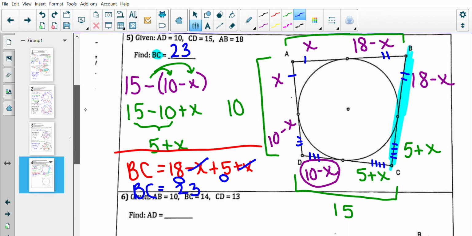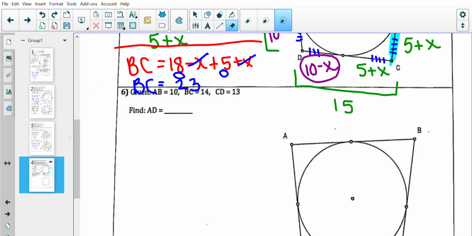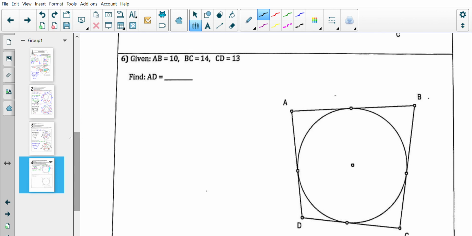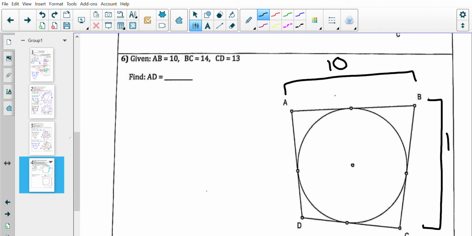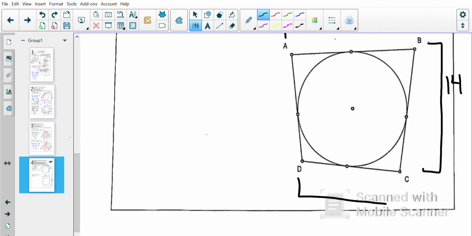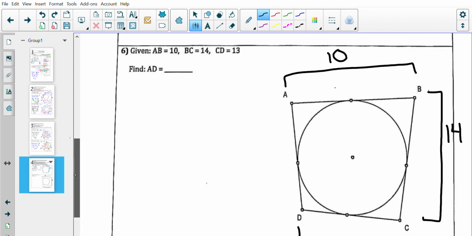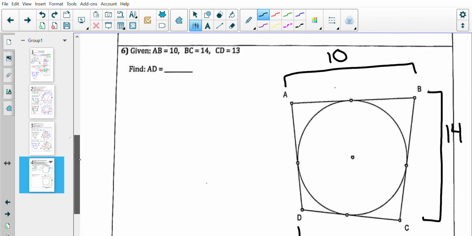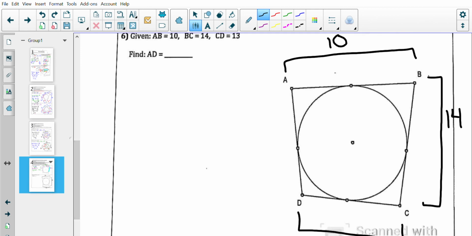Let's do one more problem. Then we can call it a day. All right, so what do we have here? We have AB is 10 units long. We have BC is 14 units long. We have C to D is 13 units long. And we want to find AD.